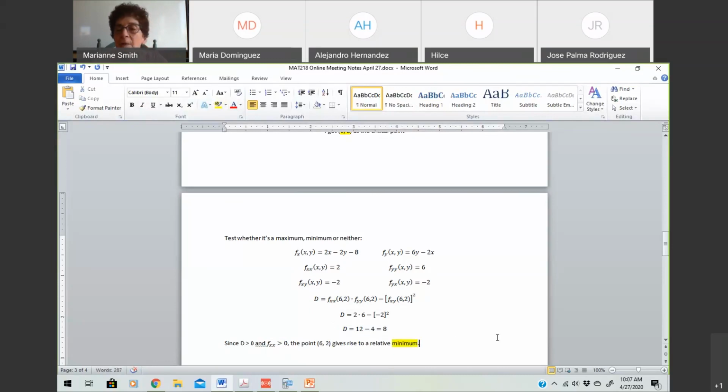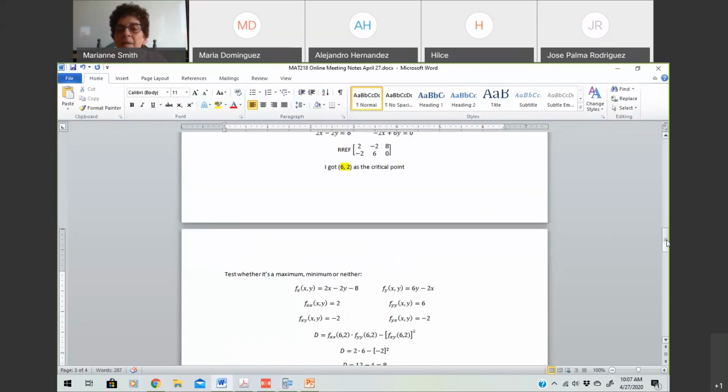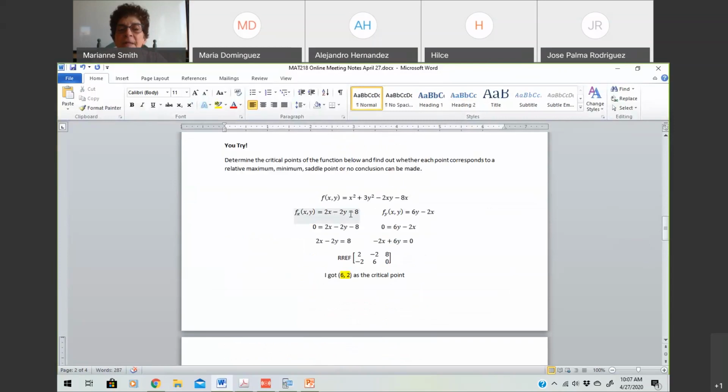Okay, guys, I know you're probably still working, but let's all come together so I'm sure we're all in the same spot. Again, let's just review taking the first partials. Make sure that you got these values. Once you get these, you set them to 0. Then I put them in standard form. That means x first, then y, then the constant on the other side. So here I added 8 to both sides. Here I just switched the order and made it negative 2x plus 6y equals 0.